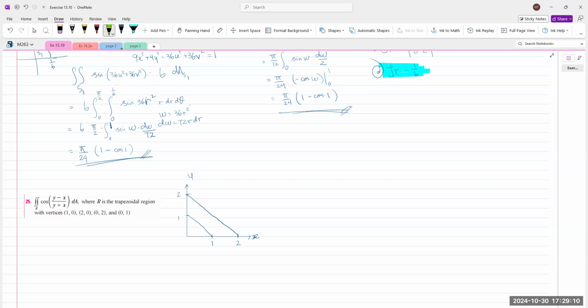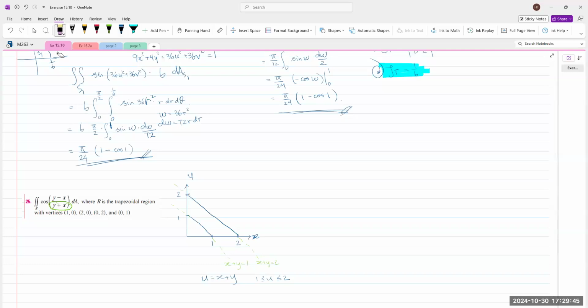If we take a look at this line here, this line is x plus y equals 1, and this is x plus y equals 2. We have that x plus y here, right? So let's make it one of our variables, one of our substitutions. So u equals x plus y, and our u later on will be from 1 to 2.